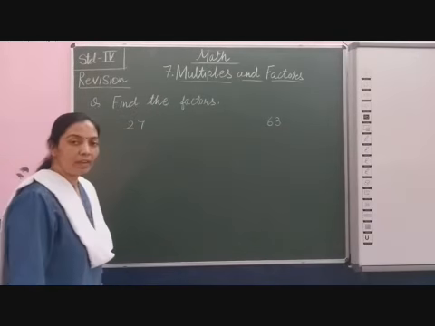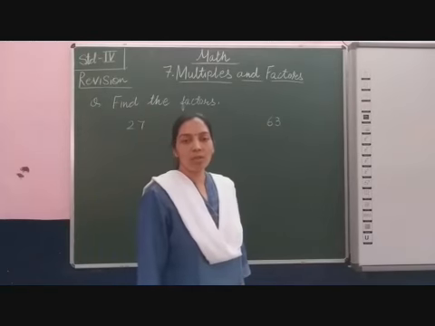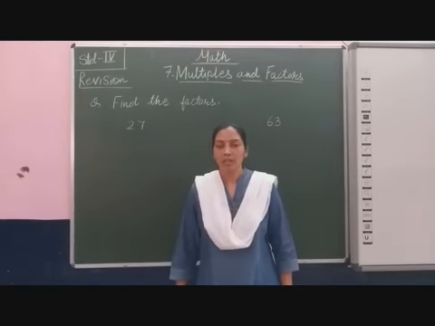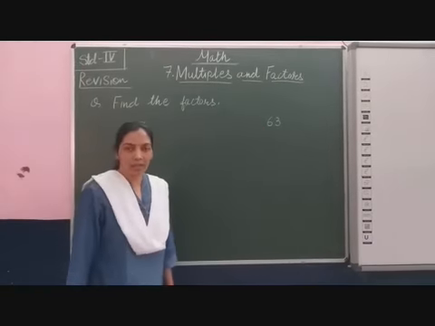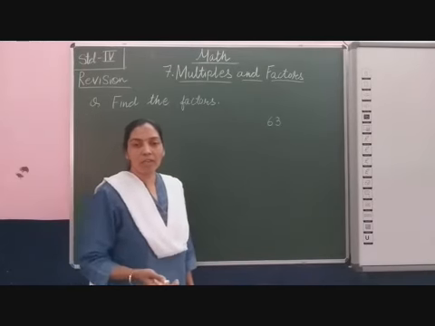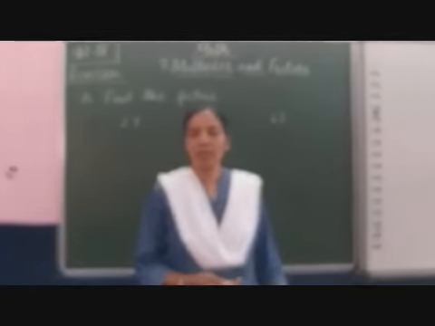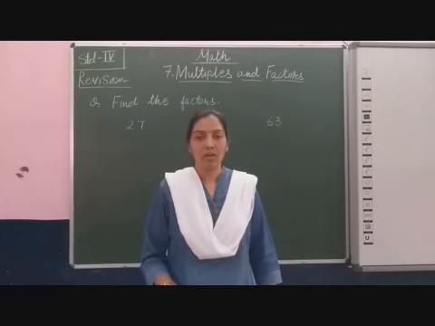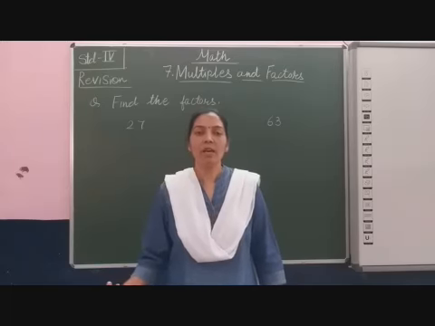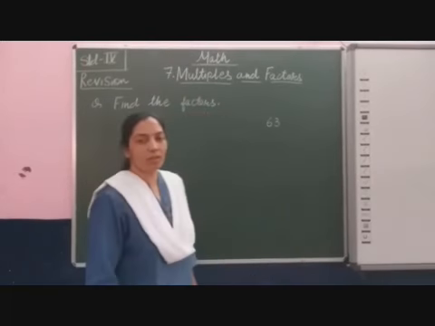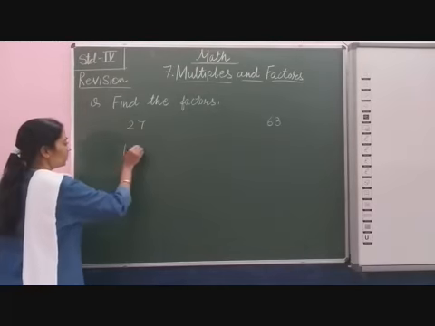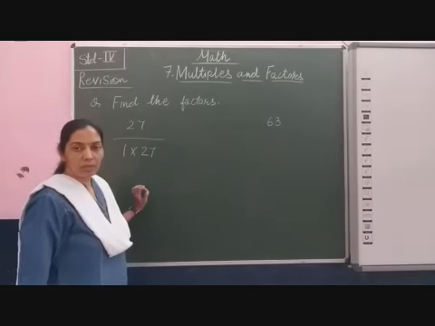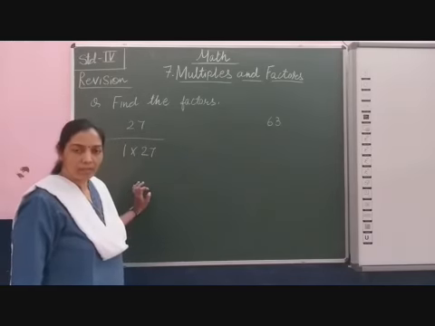So how will we find out the factors? We list the multiplication facts based on this number 27. First of all we start from one. In the multiples we write, we start from that number itself. Number 1 is a divisor of every number, so we start the multiplication facts from 1 multiplied by 27. Here we list out the multiplication facts of 27.